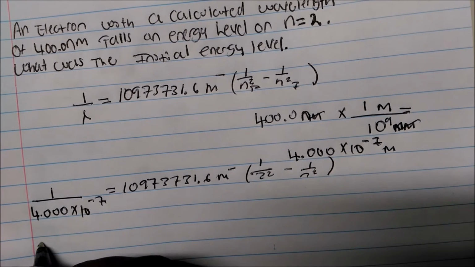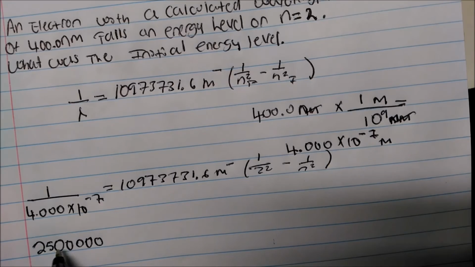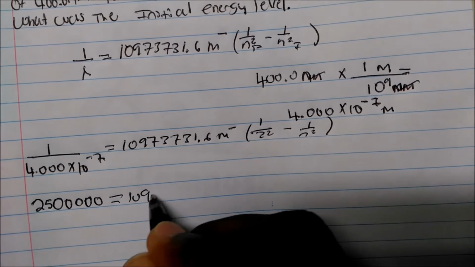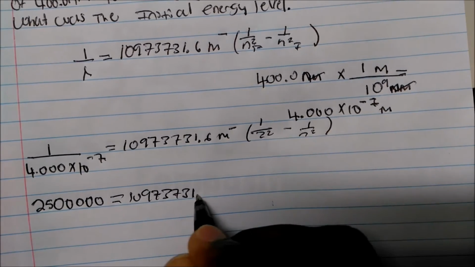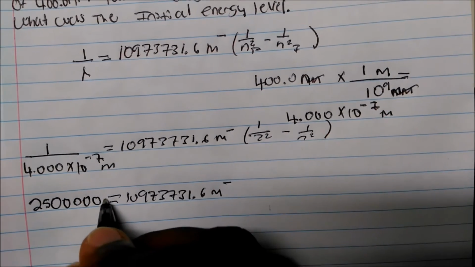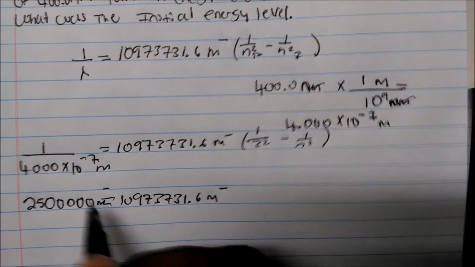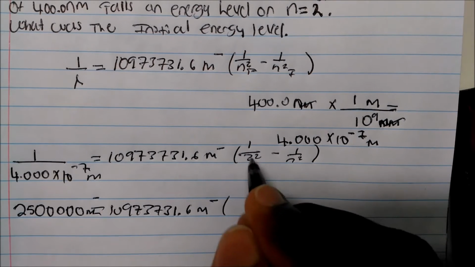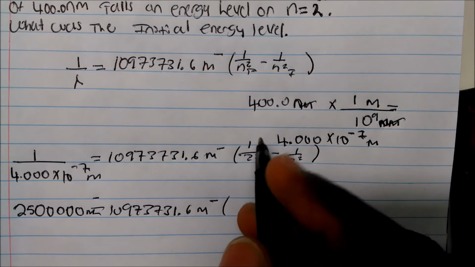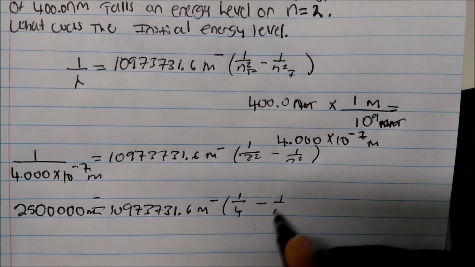So let's do that math. We should get 25 with 5 zeros, that's the answer of 1 divided by this number, which equals 10,973,731.6 meters inverse. I'm sorry guys, I'm messing up. It should be meters inverse, because that's 1 over meters. And let's do the math right here. 2 squared is 2 times 2, which is 4, so that's 1 over 4 minus 1 over n squared.